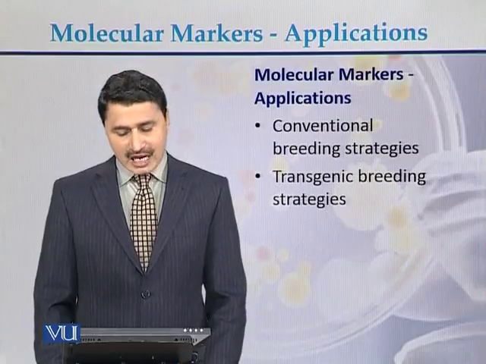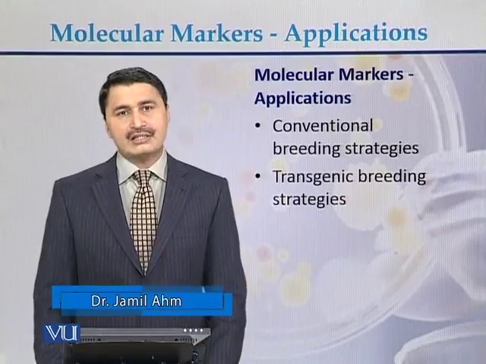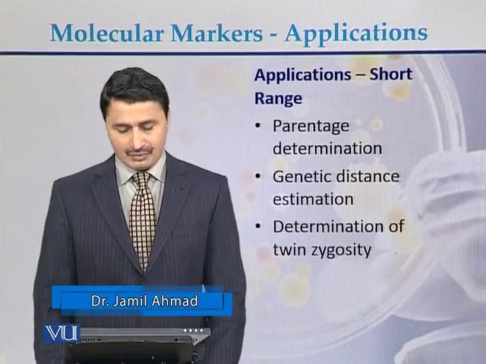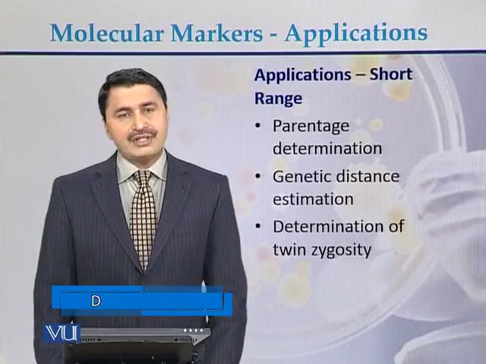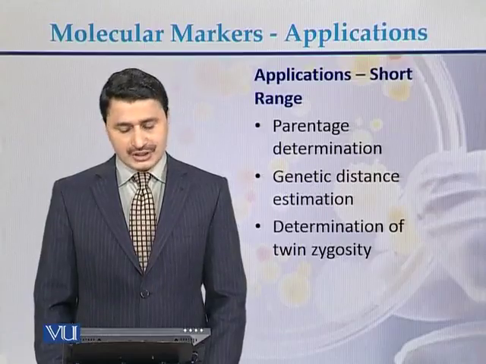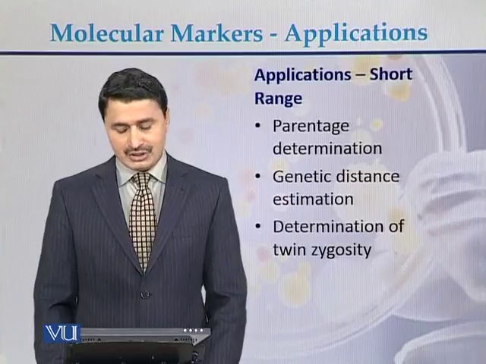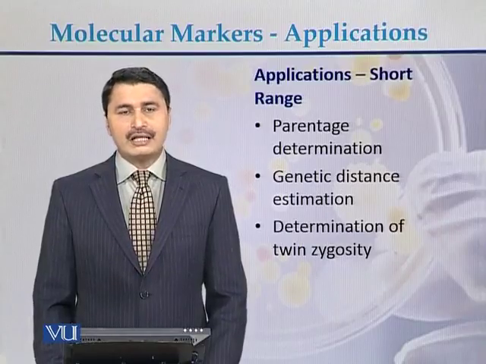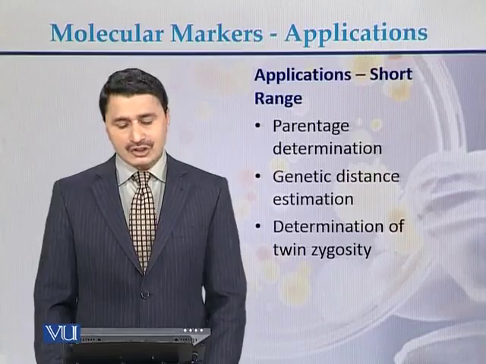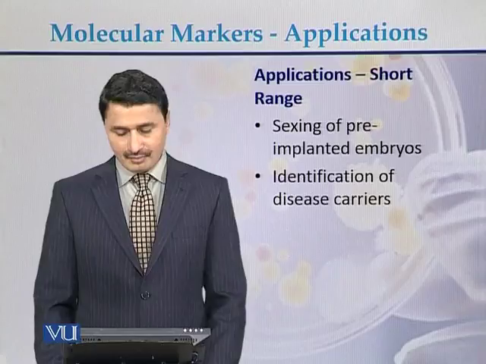Molecular markers can be used for conventional breeding strategies as well as in transgenic breeding strategies. Short-range applications of molecular markers are parentage determination, genetic distance estimation, and determination of twin zygosity. In other words, these are the short-range applications of molecular markers.